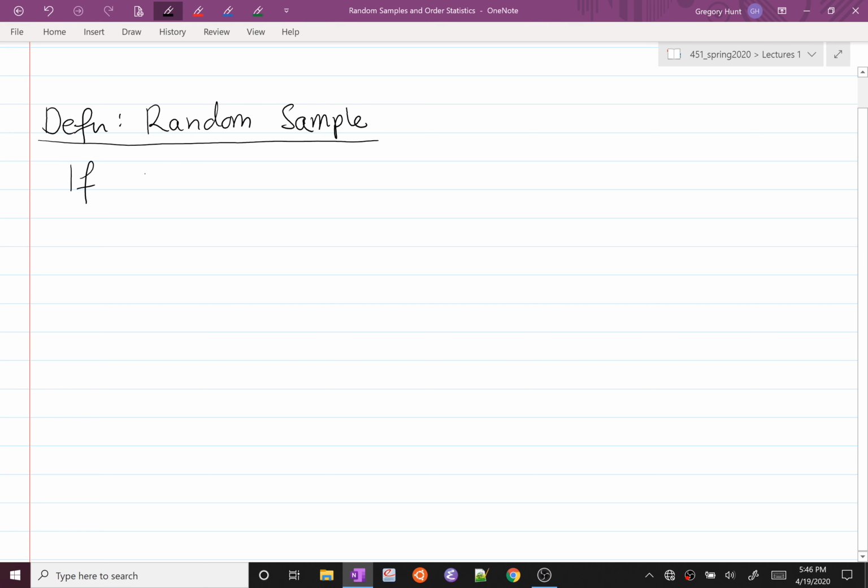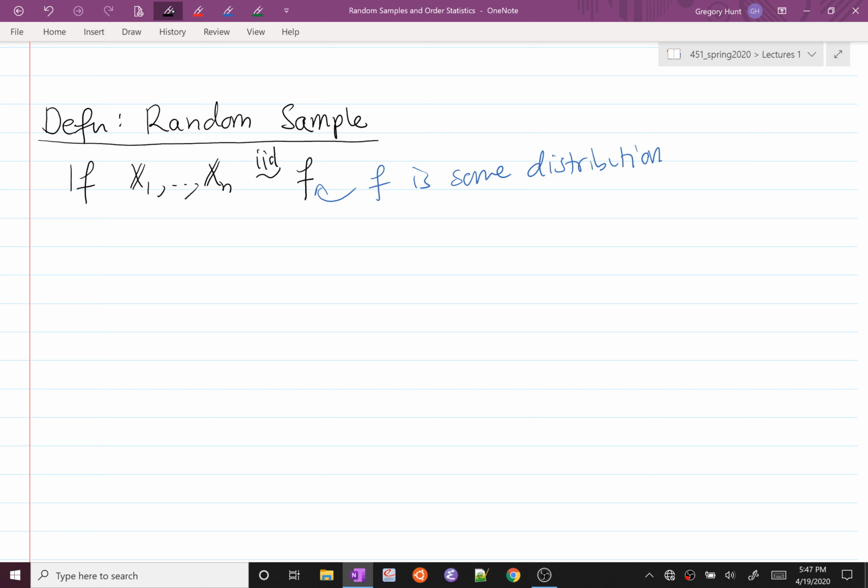So if X1 to Xn are our random variables, we're going to say IID, and we're just going to generically say they're IID F, where F is some distribution, either a PMF or a PDF. We don't specify it in the definition, but you would generally specify it. And so they're IID, they are independent of each other, and they all have this distribution according to F.